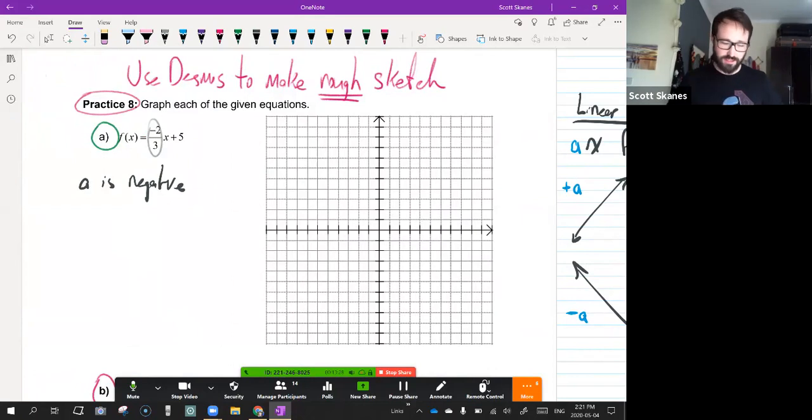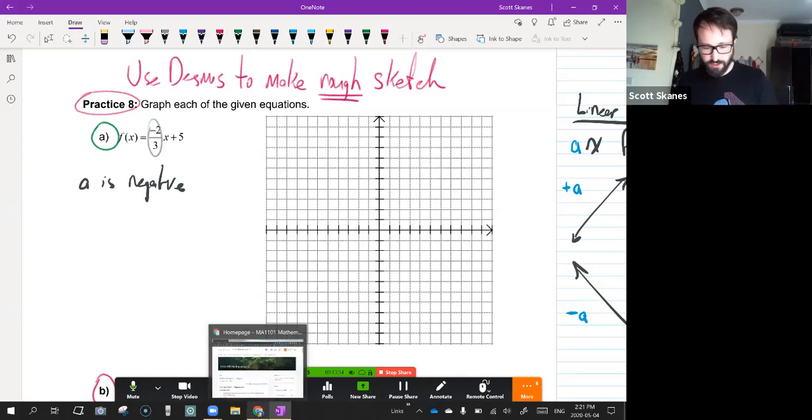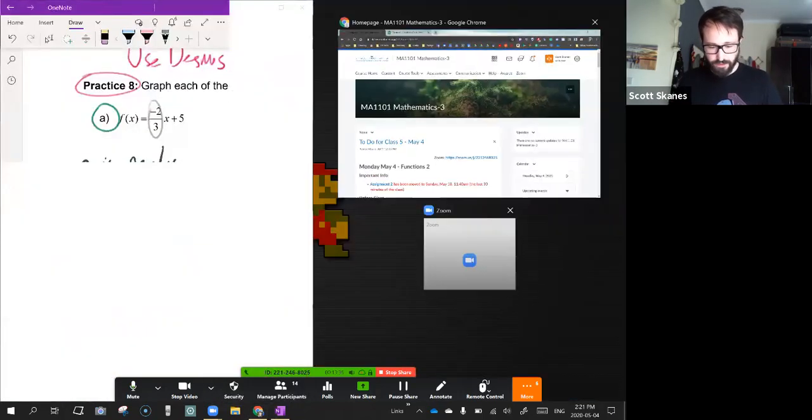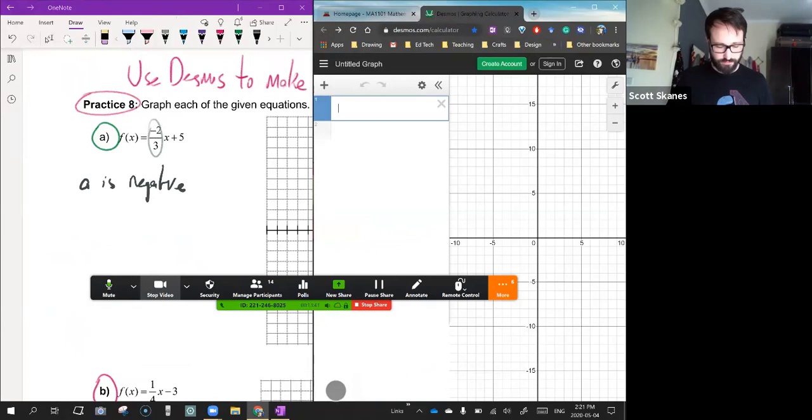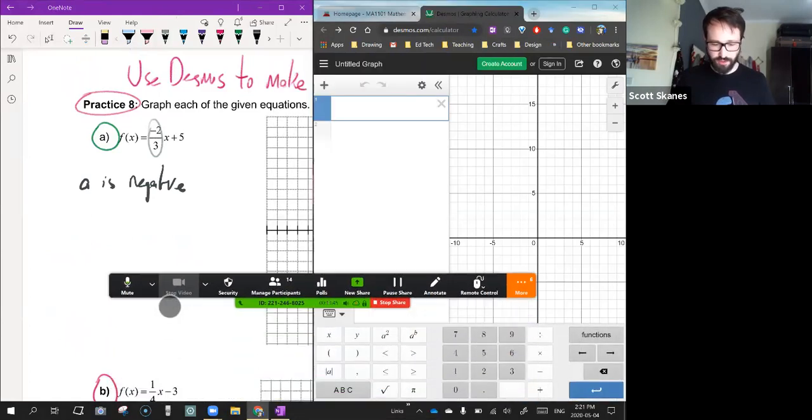I'm going to put it on Desmos because I'm just asking for a simple sketch. I don't even really care if it's to scale. So you should bring up Desmos and let's put this function into it, okay? If you only have it on your phone, do that. If you don't have it on your phone or anything, just watch for now. But I want you to at least give it a shot at some point.